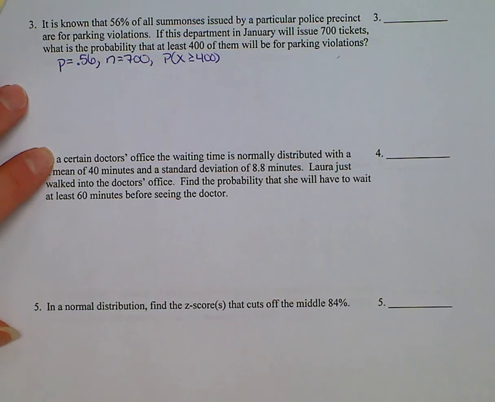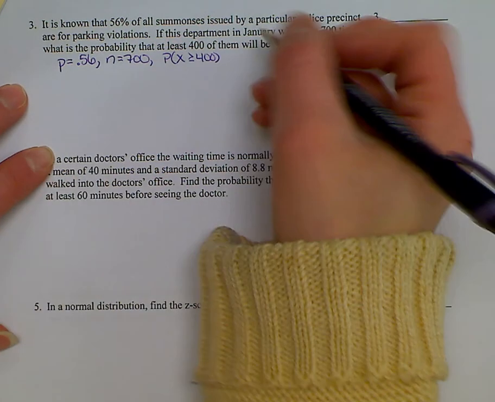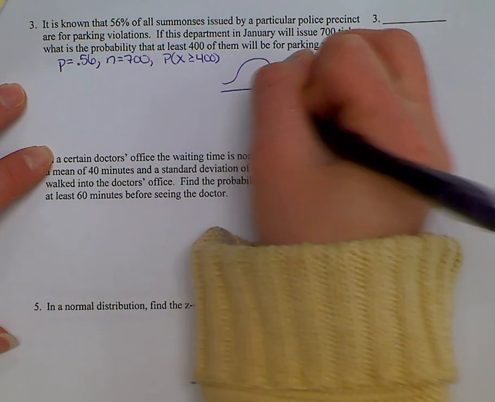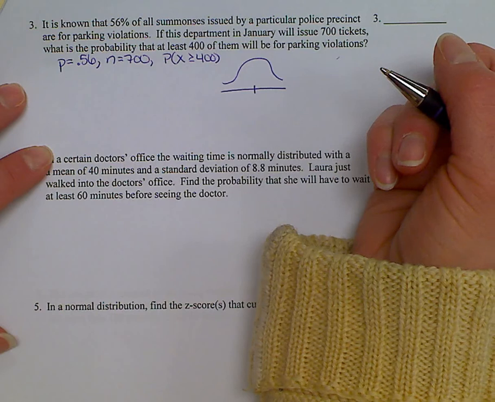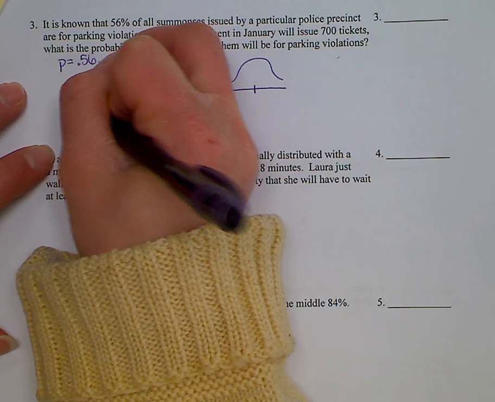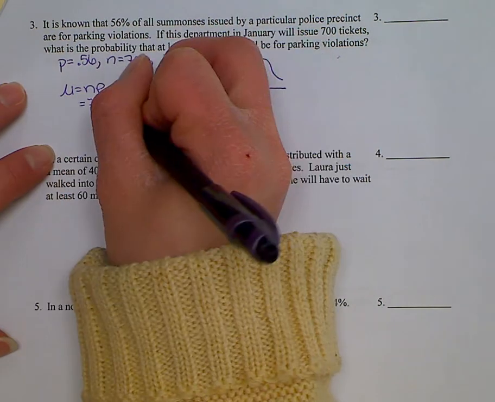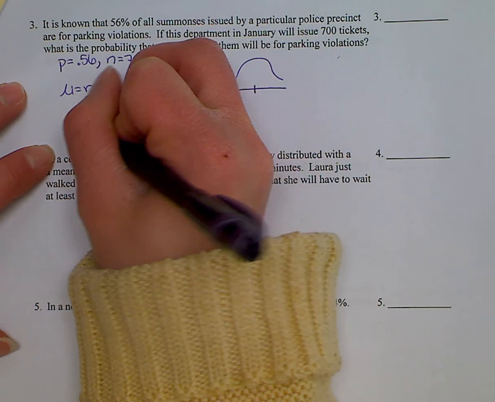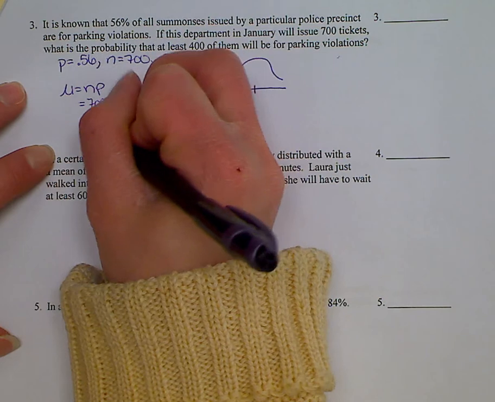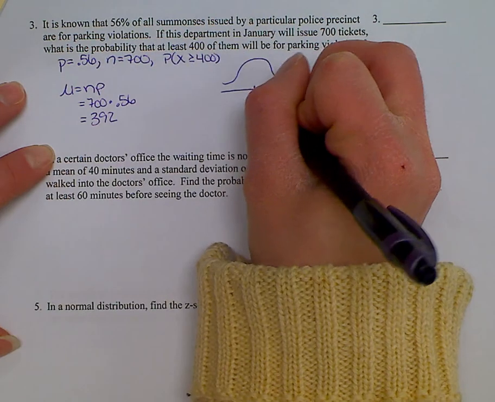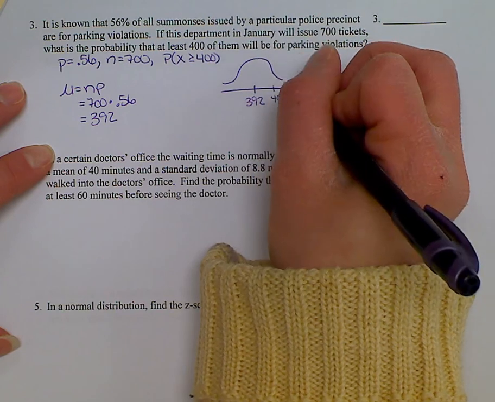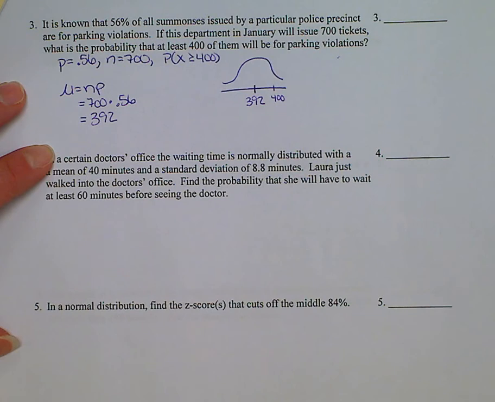So in this problem, we have to use the normal curve, but before we can even get to the normal curve, we have to calculate our mean, because we need to know where I'm putting the number 400. So we calculate our mean again from the equation n times p. N is 700, P is 56%. And we get 392. So I'm going to put that in the center of my curve. So now for this 400, I know that I'm shading to the right, because it's greater than.